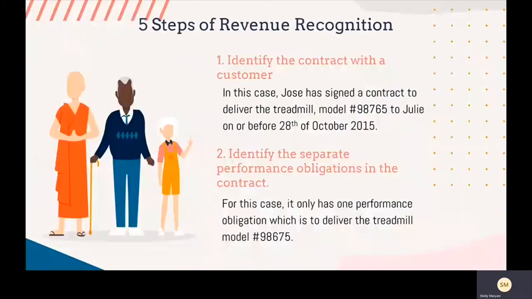So here we use the 5 steps of revenue recognition in PSAK 72. The first step is we should identify the contract with a customer. In this case, Josh has signed a contract to deliver the treadmill model number 9X765 to Julie on or before the 28th of October 2015. The second step is to identify the separate performance obligations in the contract. For this case, it only has one performance obligation, which is to deliver the treadmill to Julie.